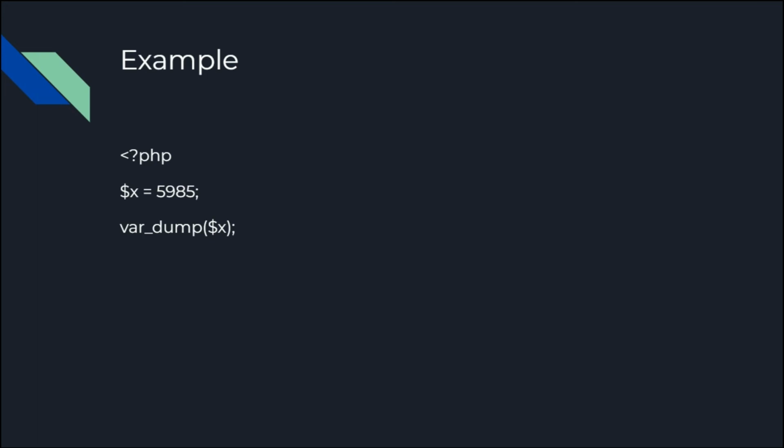Example. In this example, we will see how to check integer in PHP. First of all, we will assign any number to x variable and then var dump it to check whether the number is integer or not.